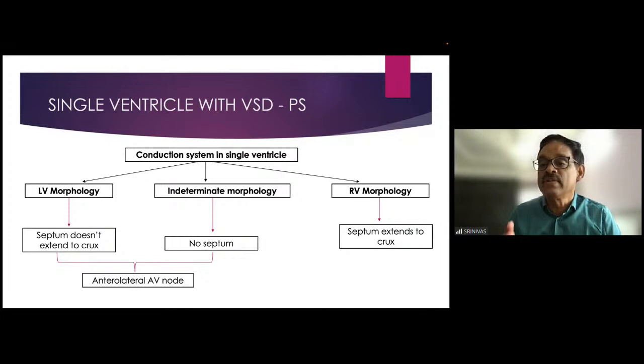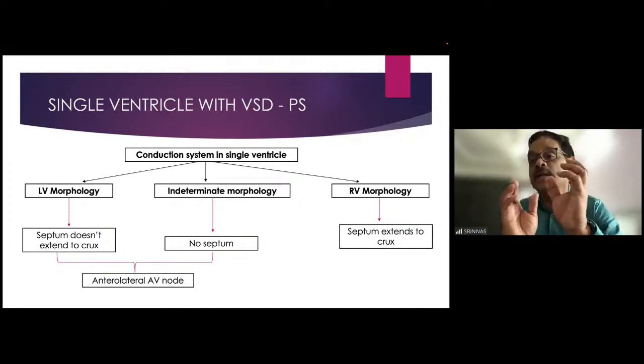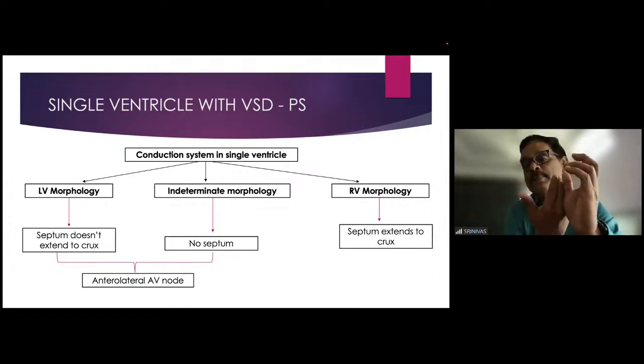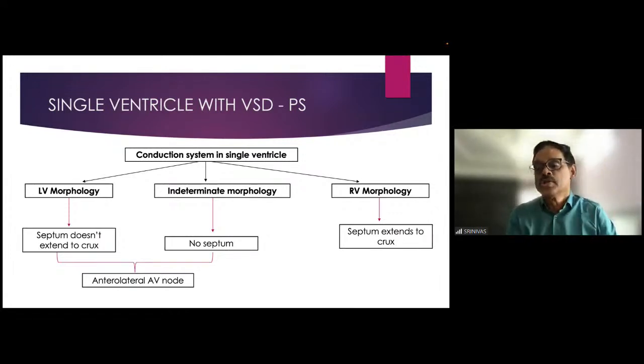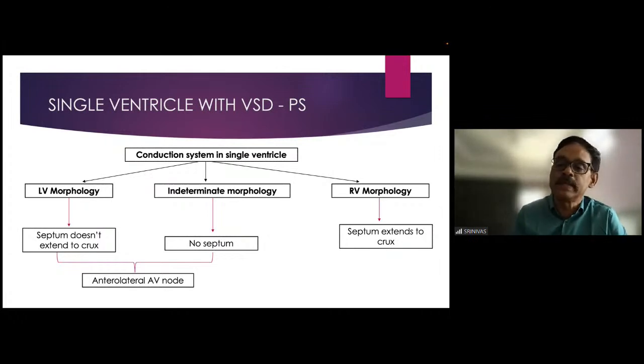In single ventricle of RV morphology, the outlet chamber, or the hypoplastic left ventricle, is attached postero-inferiorly. So the septum is located posteriorly and it will reach up to the crux. So the septum extends to the crux, and you can expect a regular posterior AV node to be present there.